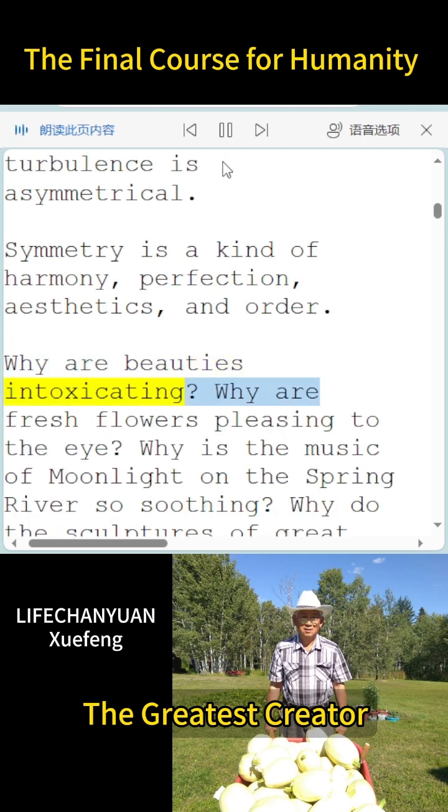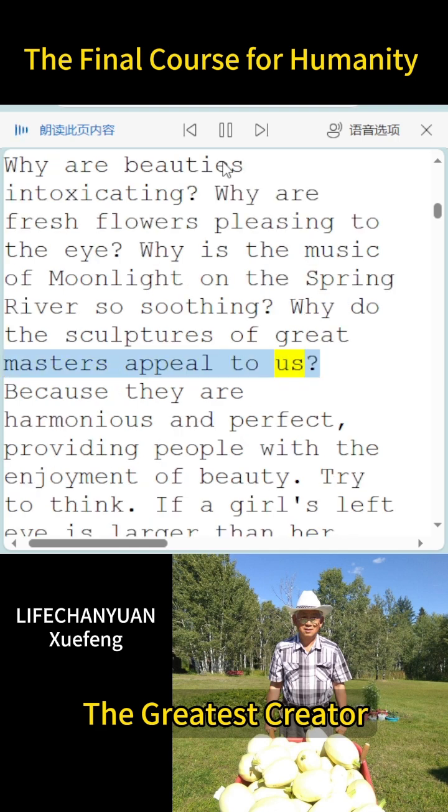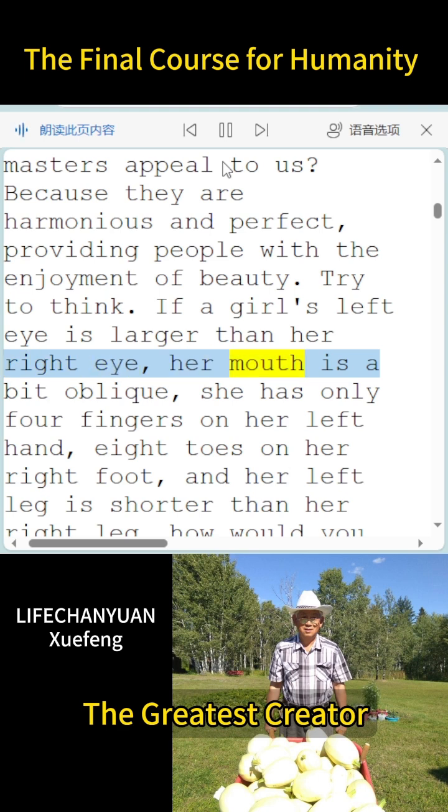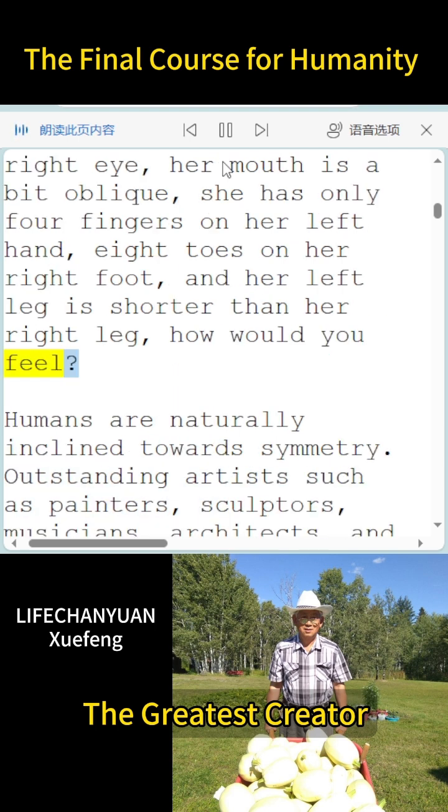Why are beauties intoxicating? Why are fresh flowers pleasing to the eye? Why is the music of moonlight on the spring river so soothing? Why do the sculptures of great masters appeal to us? Because they are harmonious and perfect, providing people with the enjoyment of beauty. Try to think. If a girl's left eye is larger than her right eye, her mouth is a bit oblique, she has only 4 fingers on her left hand, 8 toes on her right foot, and her left leg is shorter than her right leg, how would you feel?